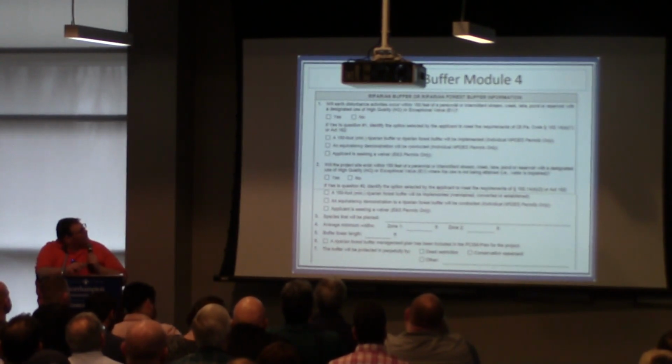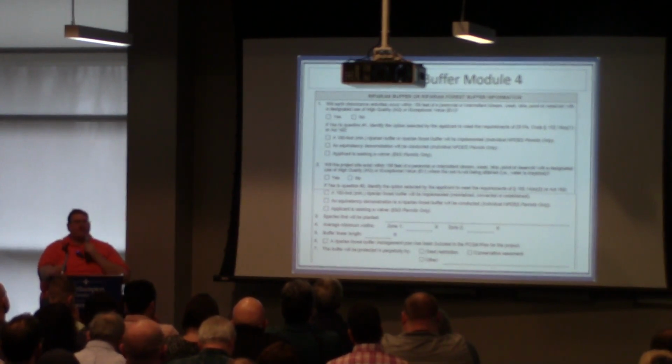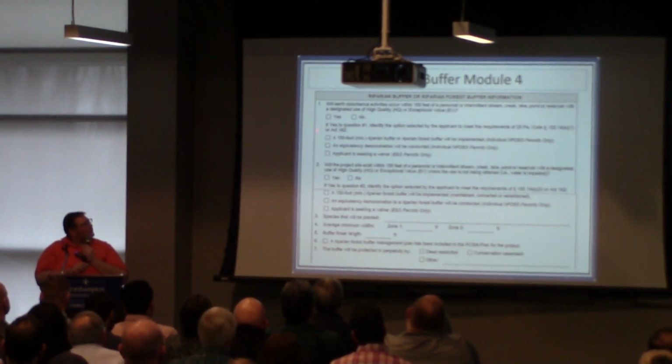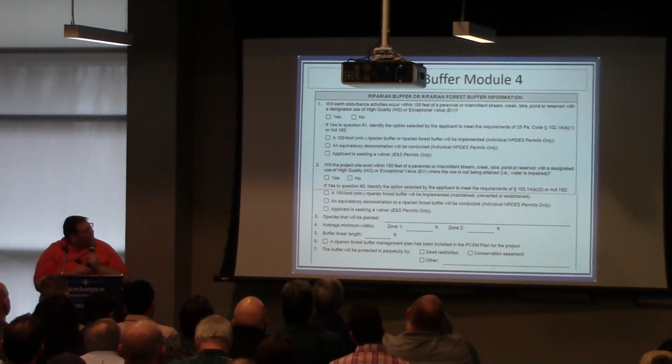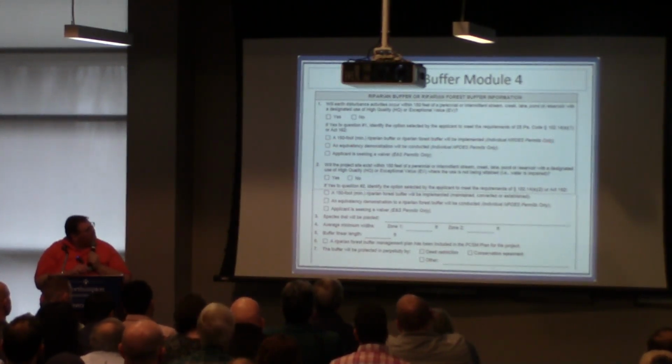Now we get a little bit more into what's actually happening within that riparian buffer. So are you going to have any earth disturbance within that 150-foot buffer? If you do, you mark yes. If you don't, you mark no, and then you get to skip some things here. If yes, they're going to ask you, is a 150-foot minimum riparian buffer going to be implemented?